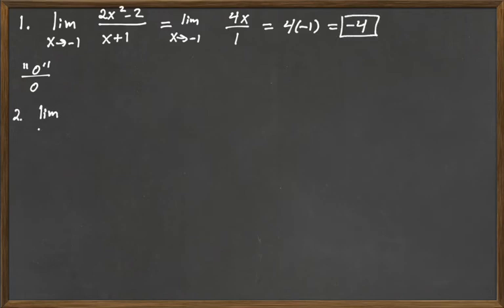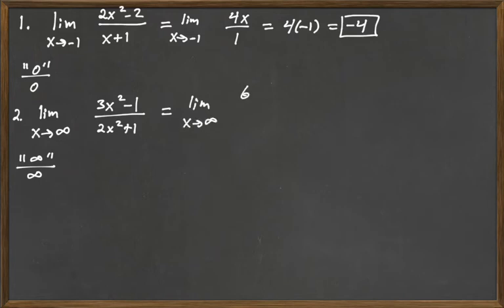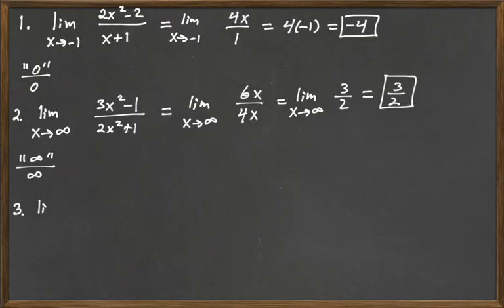Okay. Now let's look at the limit as x approaches infinity of 3x squared minus 1 over 2x squared plus 1. If we imagine plugging in a large number, we're going to have essentially an infinity over infinity. So this is a candidate for L'Hopital's rule. So limit as x approaches infinity of 6x over 4x. We can go ahead and reduce, and that's the limit as x approaches infinity of 3 over 2, and it is just 3 over 2. That's the limit.